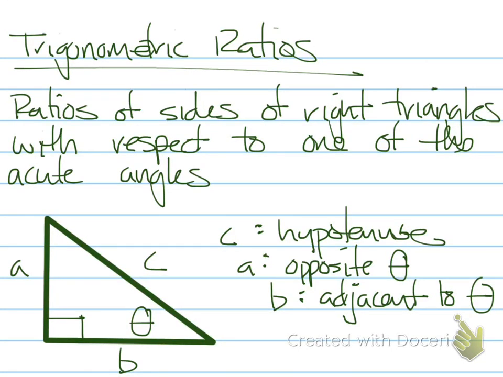In this lesson, we're going to be looking at the trig ratios, which are the ratios of the sides of right triangles with respect to one of the acute angles in the triangle. In this figure, theta is the measure of the indicated angle. With respect to that angle, theta, A is the opposite side, B is the adjacent side, and C is the hypotenuse. The hypotenuse is always the side opposite the right angle.